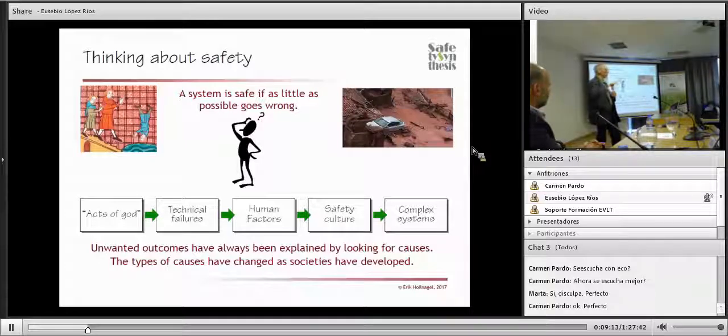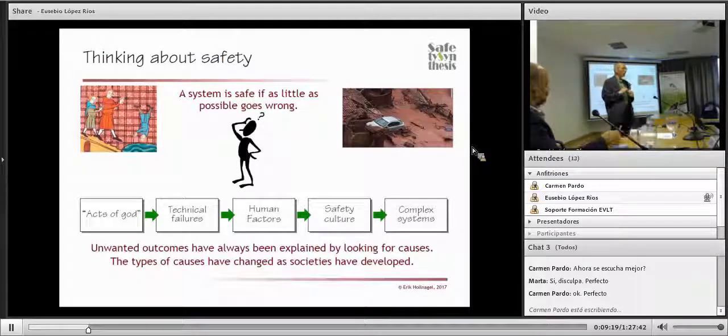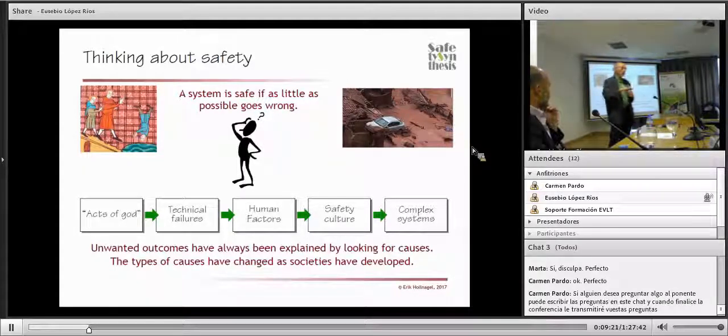And that solved a lot of problems, because now you could start to explain accidents as being caused by human failures. And it was very nice, because there were humans everywhere. There's always a human. You can always point the finger and say, you did something wrong. And this worked extremely well for a few years.